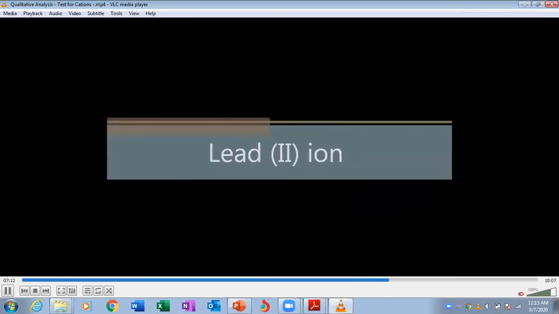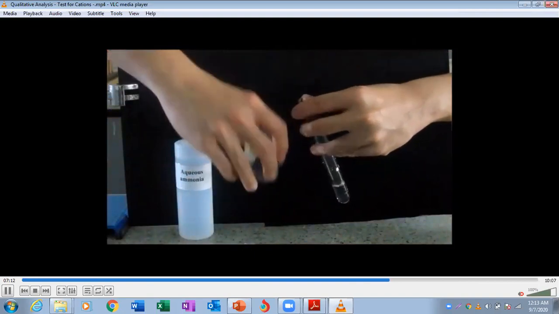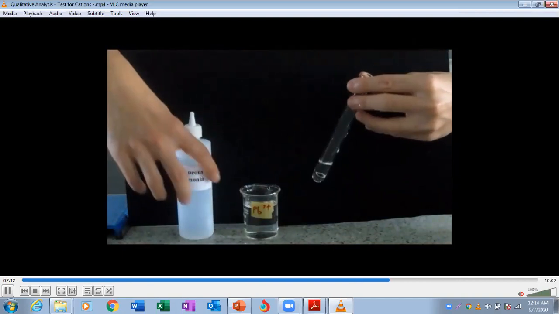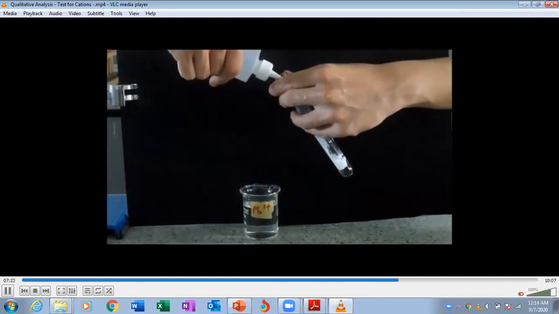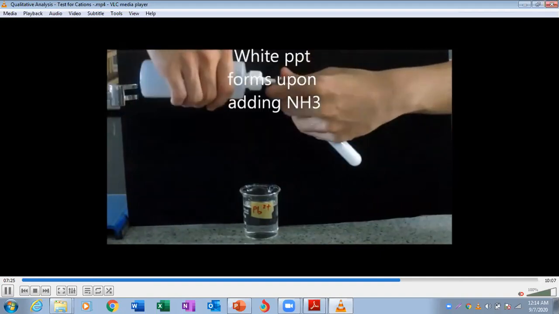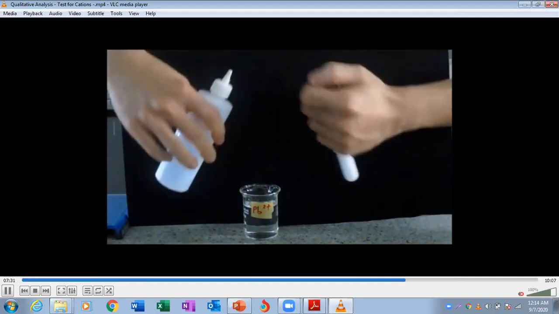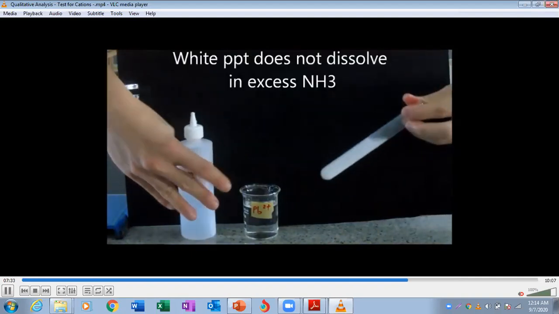Now the lead 2 positive. Beta, now you will tell me what is happening here. Okay beta, what happened here? So upon adding the ammonia, the white precipitate formed in the lead solution. On adding some more ammonia solution, what is happening here? Okay, the white precipitate doesn't dissolve in it. Very good. In case of calcium, tell me.